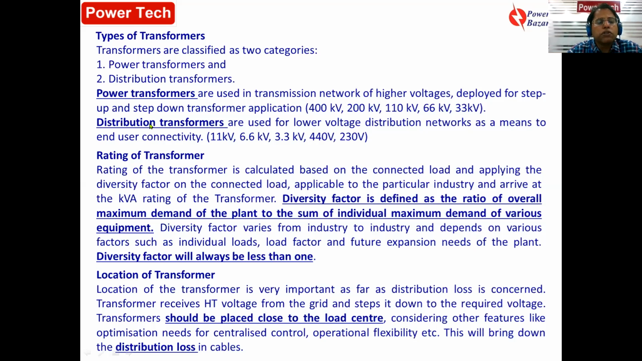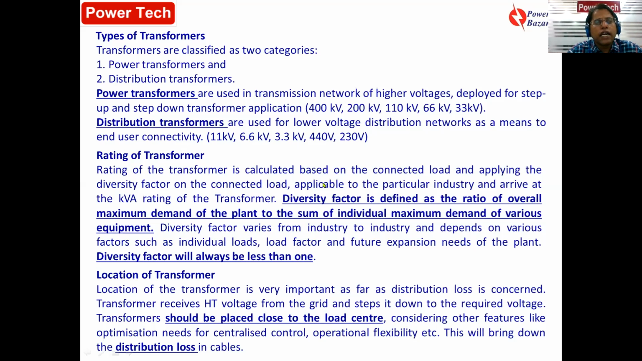But distribution transformers are used at lower voltage in the distribution network. That means this is for end user connectivity, while the other is for generation and transmission. For end user connectivity, the voltage ratings are 11 kV, 6.6 kV, 3.3 kV, 400 volt, 230 volt. Now, rating of transformer.